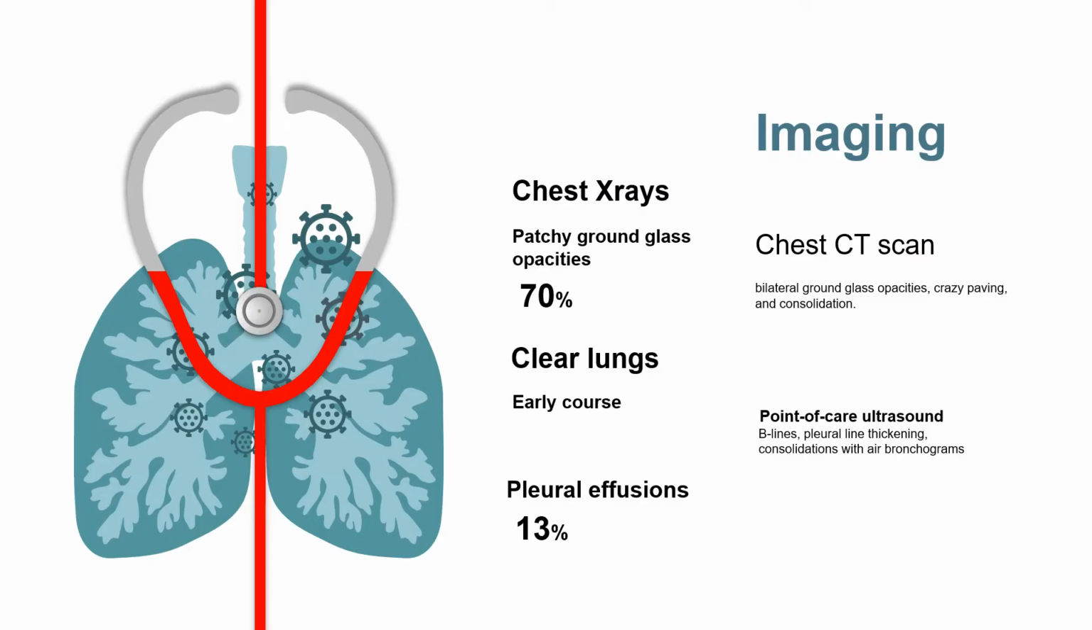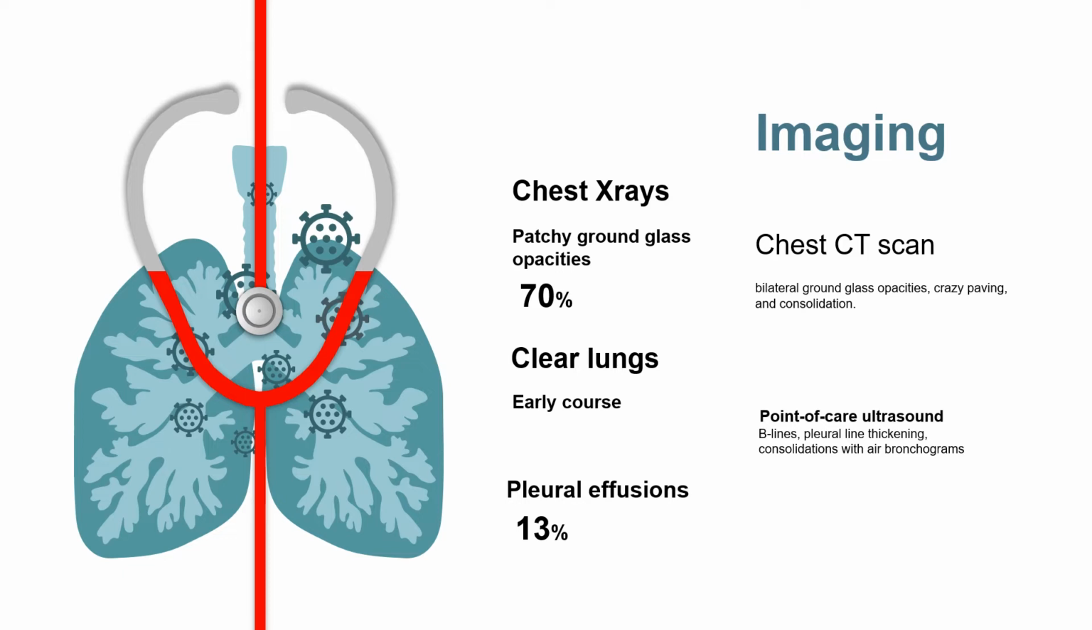Imaging, chest X-rays. Patchy granulopathy happens in 70% of the patients. Clear lungs are often seen in the early course of the disease. Rarely you can find pleural effusion, and it happened in almost 13% of the patients in one of the studies.